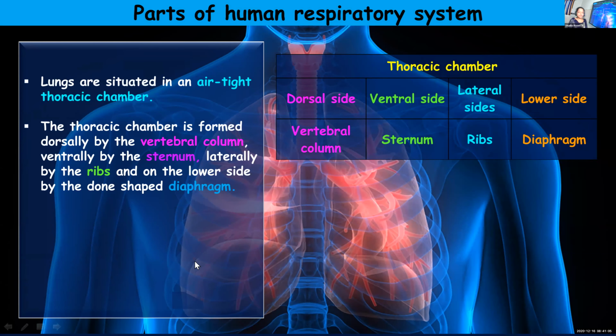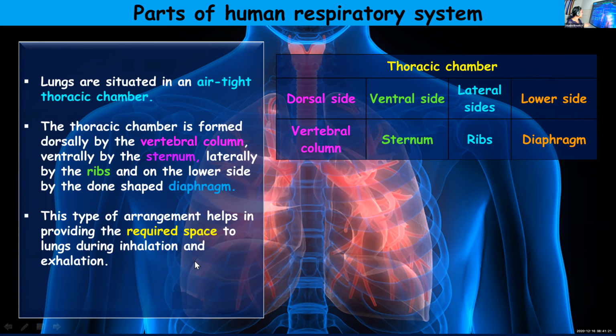And I told you that in human beings, a pair of lungs is present, and these lungs are present in an airtight thoracic chamber. The thoracic chamber or thoracic cavity, or we even call it the chest cavity, is bordered on different sides by different parts of our body. Let's see how this chamber is formed, or what the different borders of this particular chamber are. Dorsally, it is formed by the vertebral column, ventrally by the sternum.